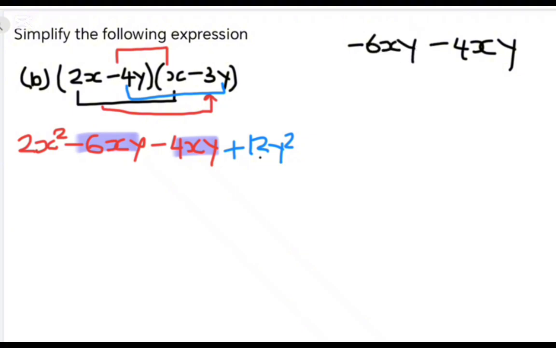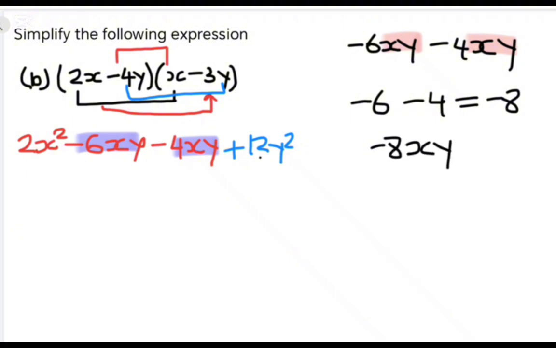Let me just show you. You don't have to worry about this variable and also this variable. What you need to add here is just this negative 6 and negative 4. So I'm going to take a calculator and say negative 6 and negative 4 and check the answer that you're going to get there. So when you say negative 6, negative 4, you're getting negative 8. So this is the same as negative 8, and just write the way it is, xy.